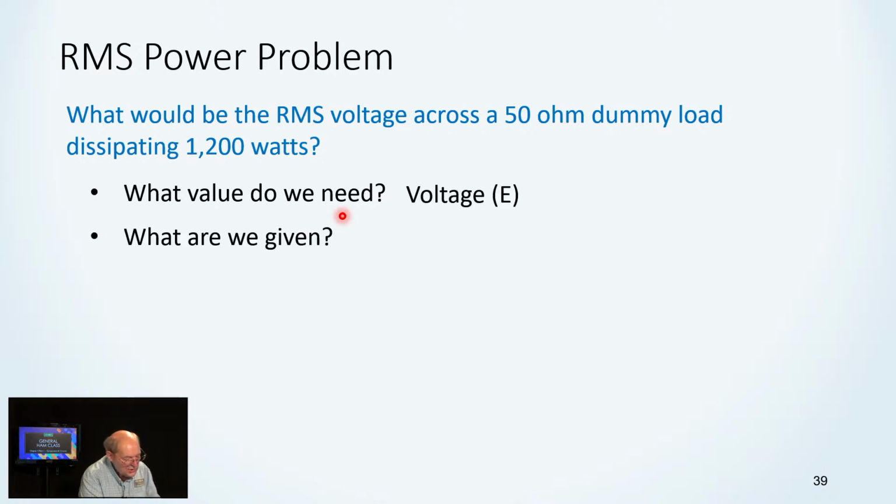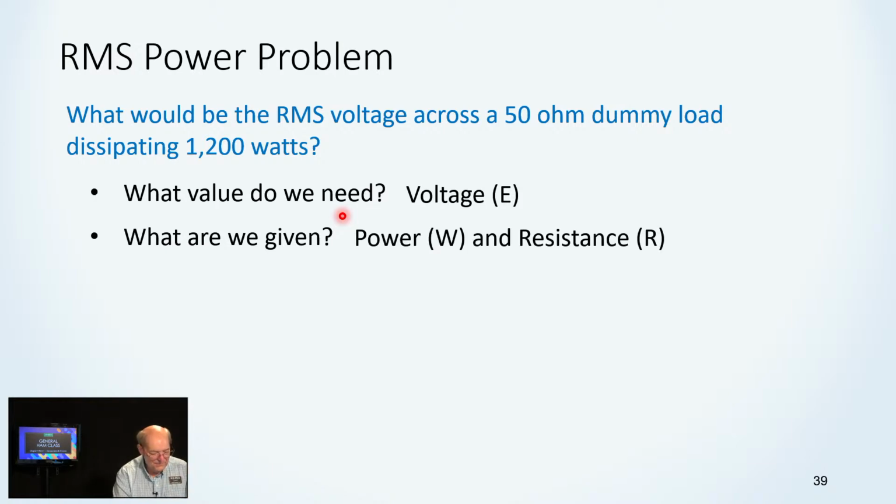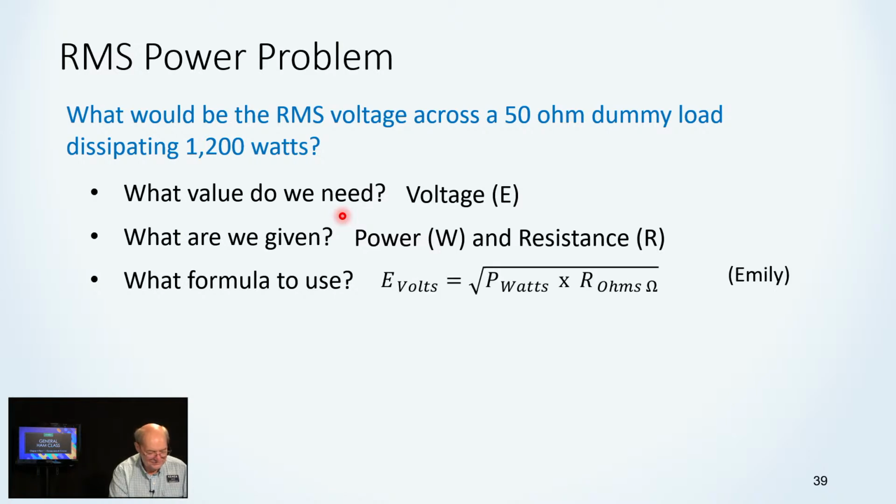We need voltage. What are we given? Resistance. Power or resistance. Yep. What formula do we use? And you can look on your general class reference sheet if you care to. E equals the square root of the power times the resistance.